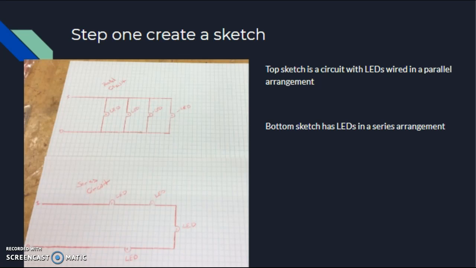So step one was to create a sketch. So here are my two sketches. On the top, there's a sketch of what a parallel circuit would be drawn as. On the bottom is a series circuit. So the difference is all the positive and negative leads connect on a parallel circuit. In a series circuit, it goes from positive to negative, and then the negative connects to the following positive so that they're in a series.